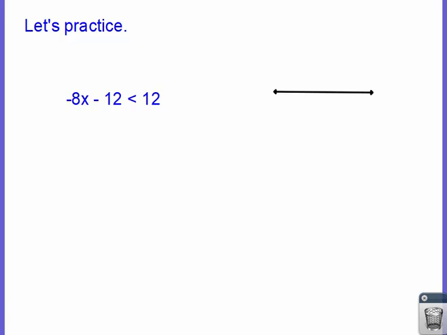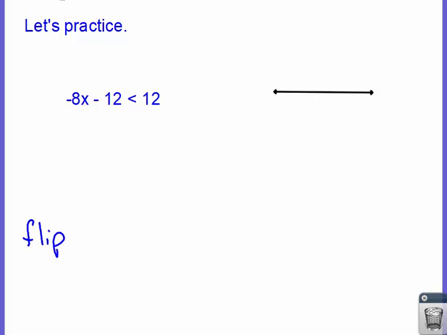Let's work one like this. Okay, now, you'll notice in this one that the coefficient, the number that's with our letter, is negative. So what do I need for you to think about in your mind? This one at the end is going to flip. Okay, so now let's begin.